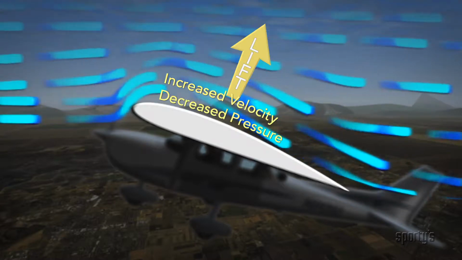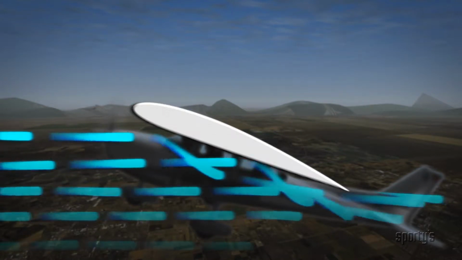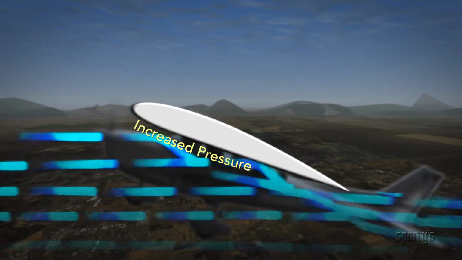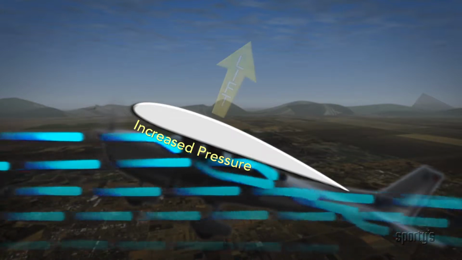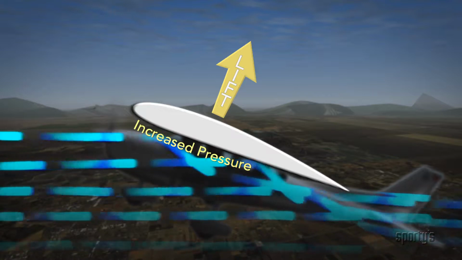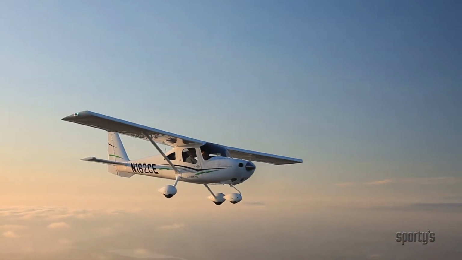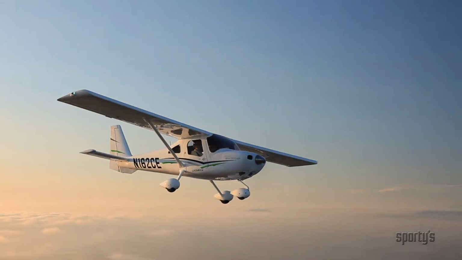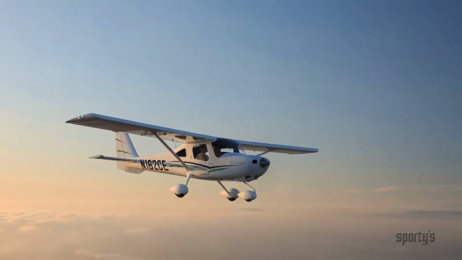However, we must also consider the effect of the air striking the bottom of the wing and being deflected downward. As the wing pushes down on the air, the air exerts an equal and opposite force on the wing. The increased pressure on the bottom of the wing also creates lift. While the decrease in pressure on top of the wing is the greater source of lift, the lift made by increased pressure at the bottom of the wing is important when we look at the total lift needed to fly the airplane.